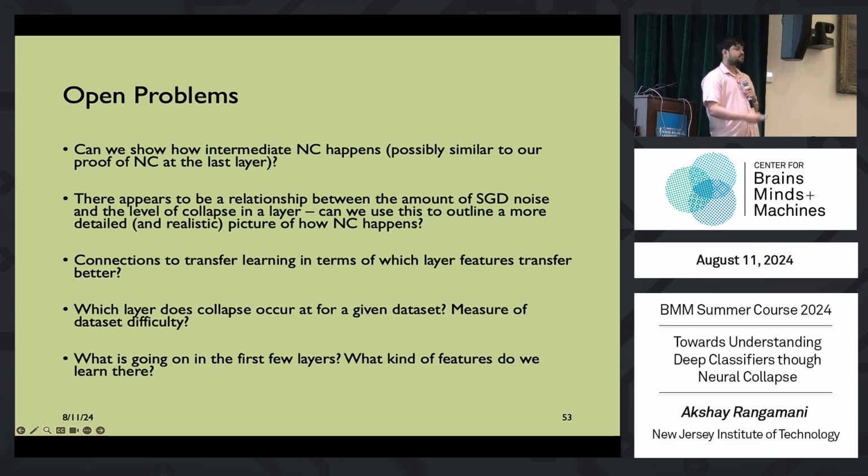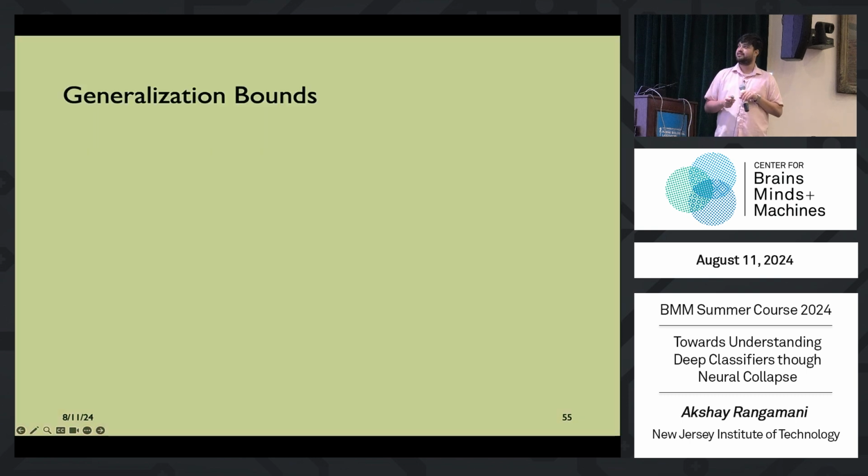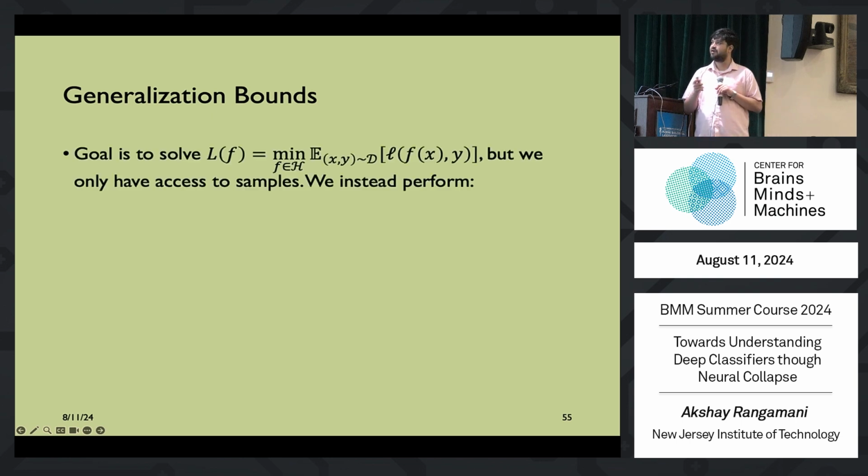This is some new work that we've been thinking about, how to connect neural collapse to generalization. But before I talk about this work exactly, I'll give just a couple of slides of intro on what generalization bounds are.